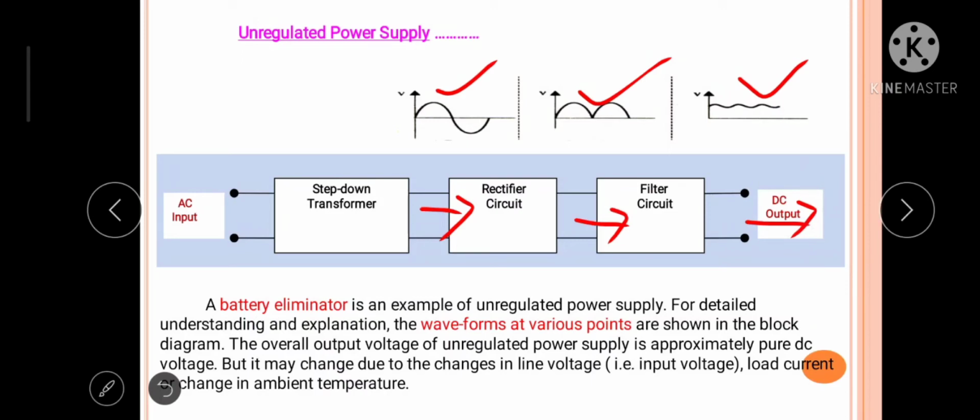Here the overall output voltage of unregulated power supply is approximately pure DC voltage, but it may change due to changes in line voltage, I mean to say input voltage, or load current, or any change in ambient temperature. So due to these three major reasons, output voltage may change, and that's why it is called unregulated power supply.